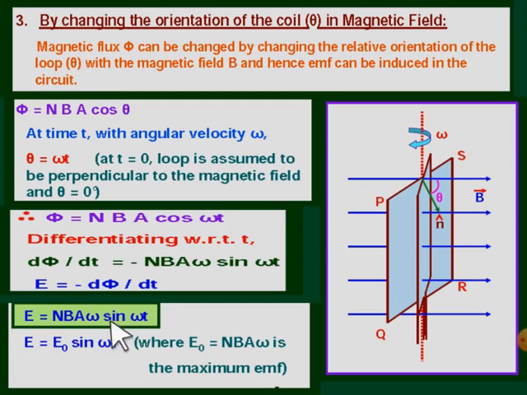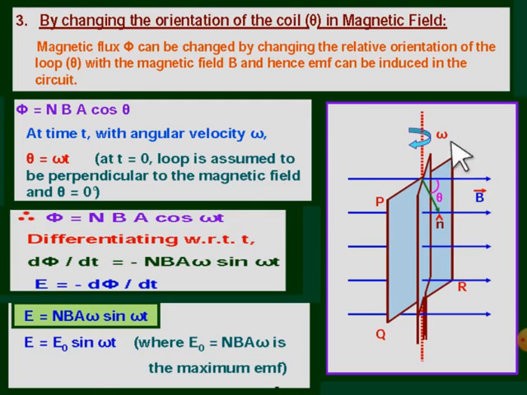When does this value become maximum? Sine of any angle has its maximum value of plus 1. This happens when omega t is equal to 0, that is, when theta is equal to 0. When theta is equal to 0, the area vector and B vector are parallel to each other. That means when theta is 0 degrees, the area vector capital A and magnetic field B are parallel to each other. Or you can also say that the plane of the rectangular coil is perpendicular to the magnetic field. In that case, the maximum induced EMF will be developed.